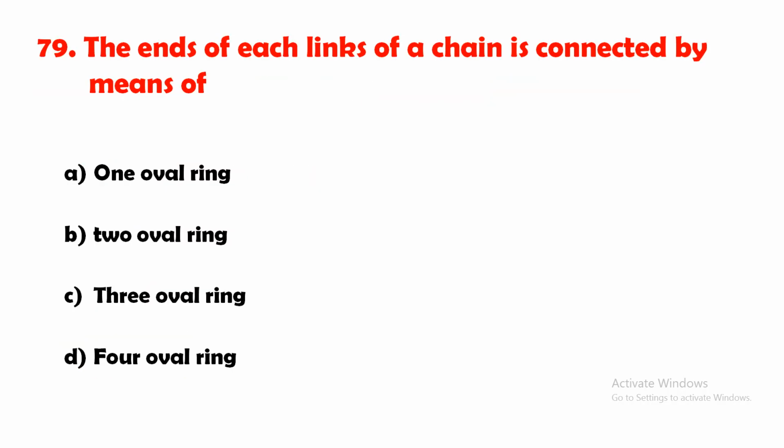The ends of each link of a chain is connected by means of 1 oval ring, 2 oval ring, 3 oval ring, 4 oval ring. The answer is the end of each link of a chain is connected by means of 3 oval rings.